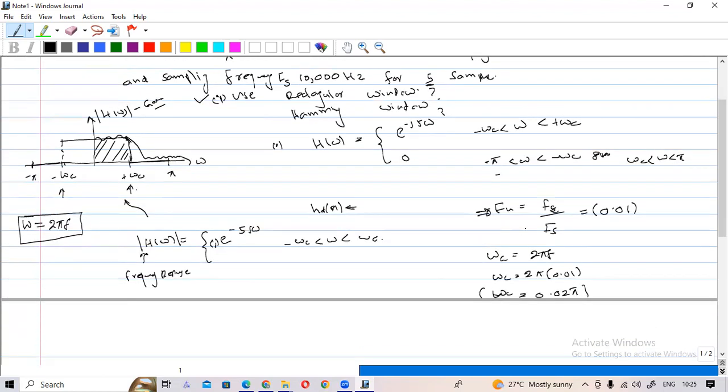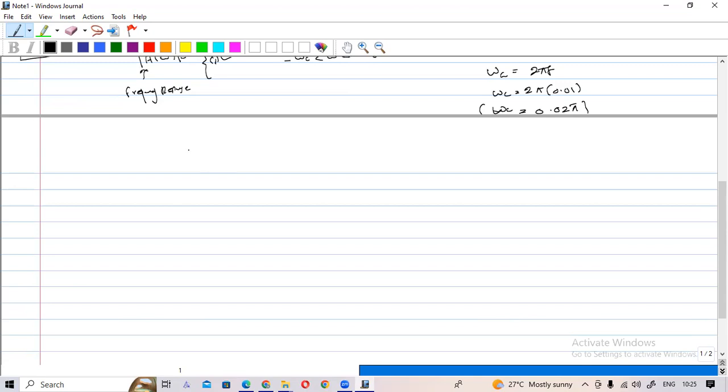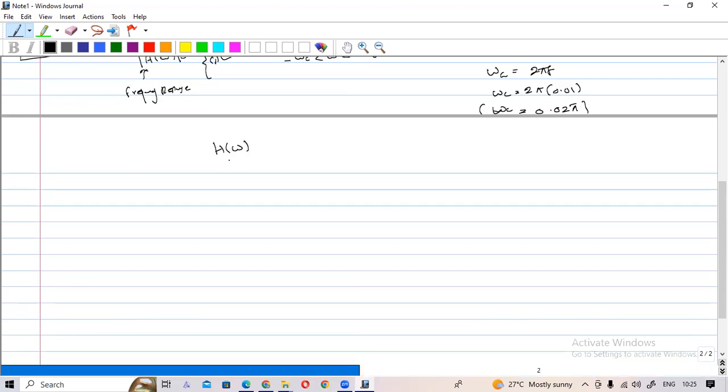Now you have to find the impulse response using this H(omega). The frequency domain response is normally given, so we have to find the inverse Fourier transform to find the impulse response h(n). So h(n) can be found using the inverse Fourier transform. The definition is 1/2 pi times the integration over 2 pi, that means from minus pi to plus pi, of H(omega) e to the power j omega n d omega. This is the definition of the inverse Fourier transform.